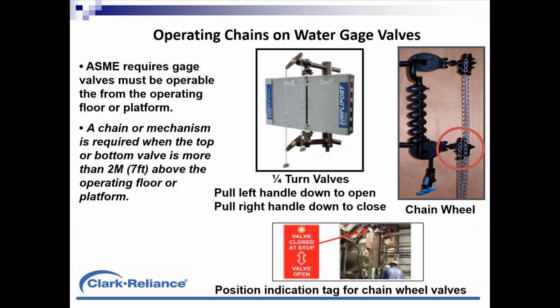ASME requires that anytime a top or bottom valve is more than 2 meters, or approximately 7 feet, above the operating floor platform, some method of operation is required. They don't use the word chain, but chain is the most common method. There would be no reason someone couldn't use electric or pneumatic actuators. You could use reach rods, different methods. Chain seems to be the most common way, but if they used the word chain in the code, it would sound limiting. So they use the word mechanism in the code rather than chain.